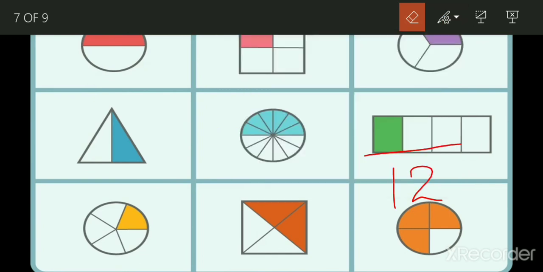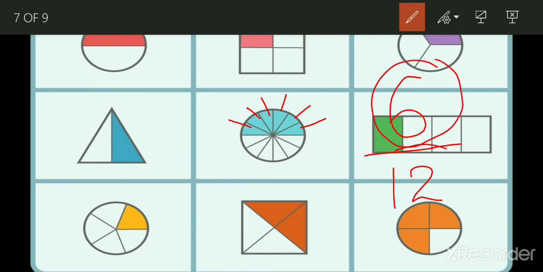Oh, this is so easy to count. Let's count it. 1, 2, 3, 4, 5, 6. So 6 parts are shaded. So I hope now you know how to write the fraction for the shaded part. Right? 6 parts out of 12.